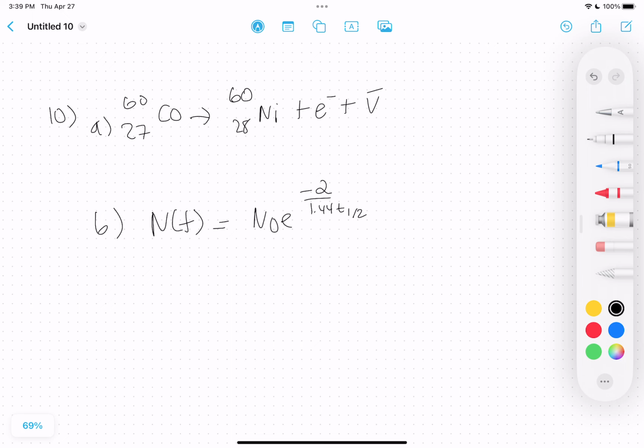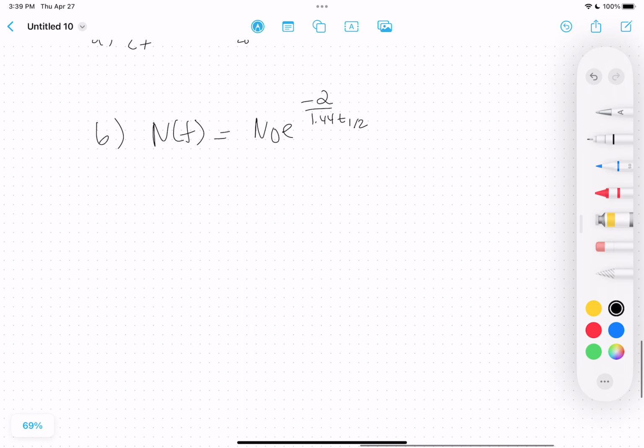And so in this case, you can just plug in your half-life at that point, which is the 5.272 years. Yep. So you just plug in your half-life.